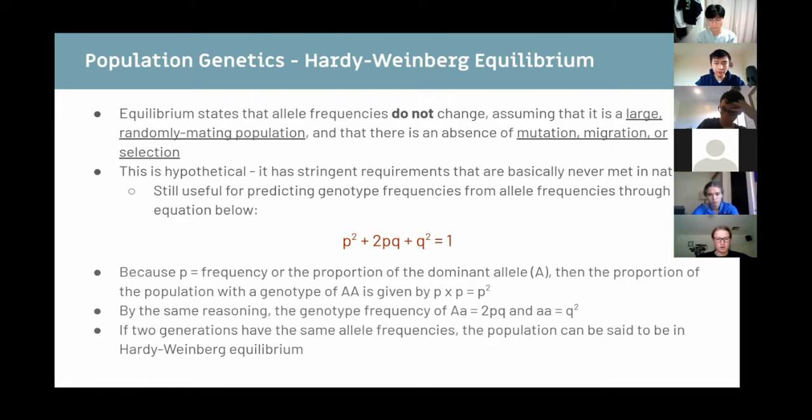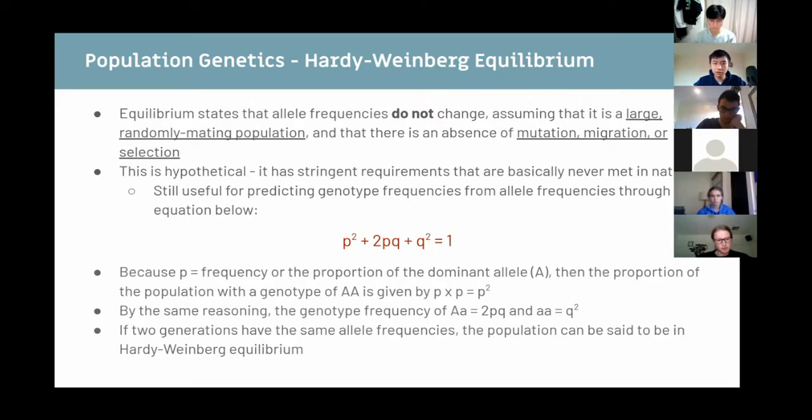Okay, and then there's something called the Hardy-Weinberg equilibrium. So this equilibrium has a law, or basically states that allele frequencies, which is what we just looked at, do not change over generations, assuming that it is a large randomly mating population and that there is an absence of mutation, migration, or selection. So basically anything that can affect the frequencies.